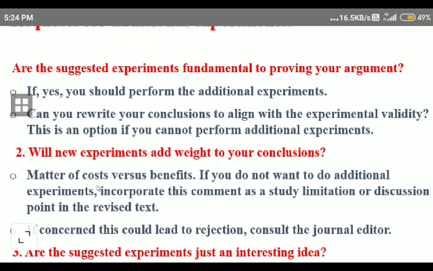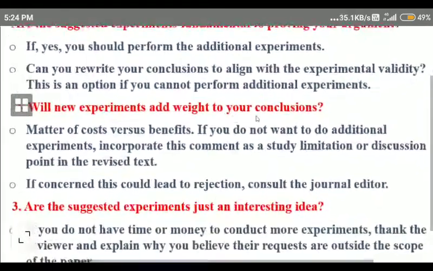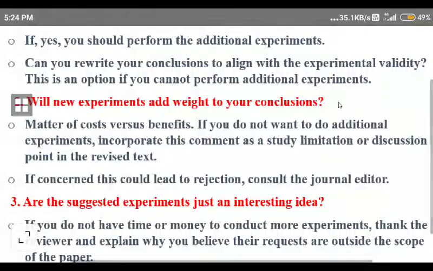And then the second question: will the new experiment add weight to the conclusion? You have some conclusions you have already made. If the suggested experiment just adds weight and makes it more clear, and if you do the new experiment, it supports this conclusion. So you have to decide.